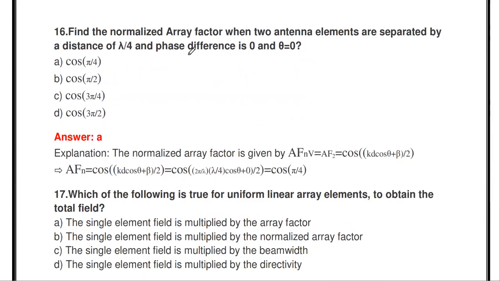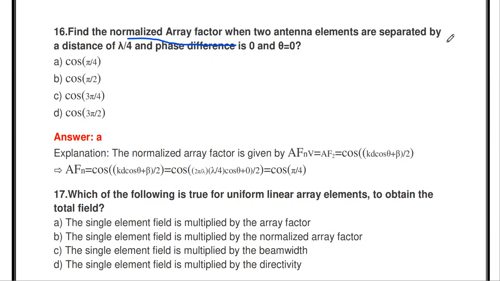The next one, find the normalized array factor when two antenna elements are separated by a distance lambda by 4, the phase difference is 0 and theta is equal to 0. Already you know the formula: the normalized array factor AFN for two antenna elements is cos of (k d cos theta plus beta) divided by 2.